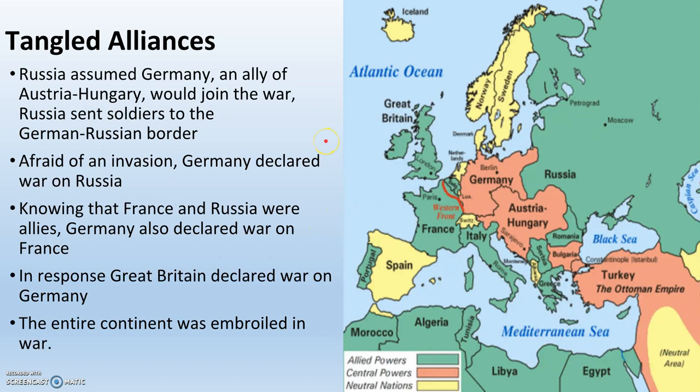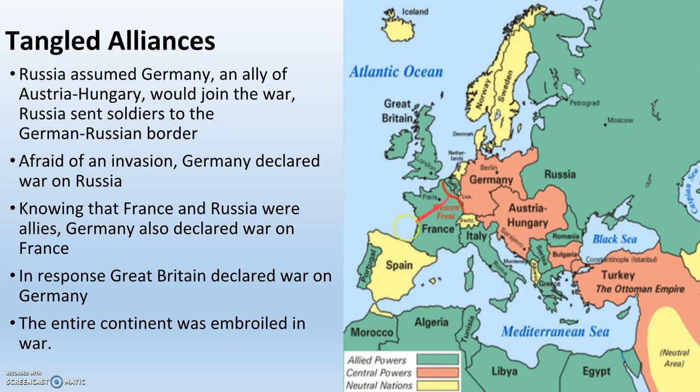The problem is the series of tangled alliances that have been created in Europe. Russia assumes Germany, who is an ally of Austria-Hungary, is going to join the war. So Russia sends troops along the Russian-German border. Russia and Austria-Hungary are already fighting. Afraid of an invasion, Germany declares war on Russia. Germans like, oh, the Russians are coming. We better go ahead and declare war and get this thing started. So now Germany and Austria-Hungary are fighting Russia.